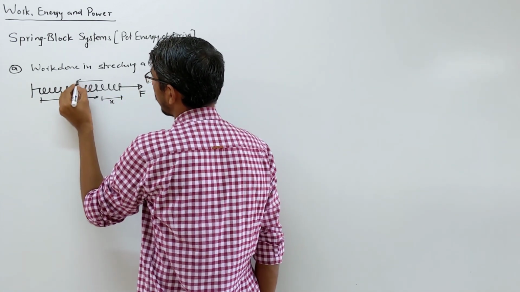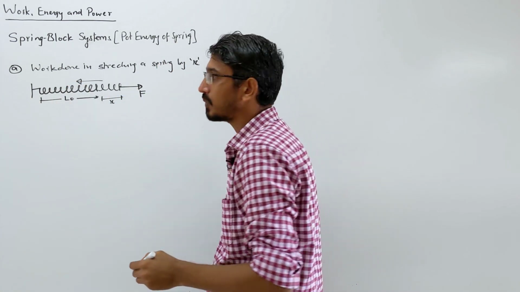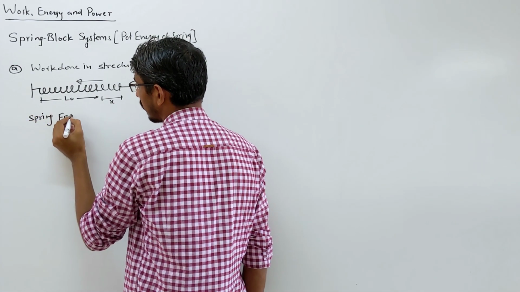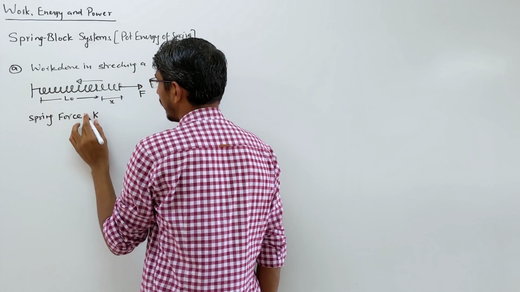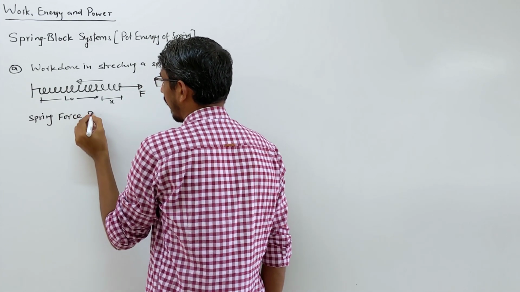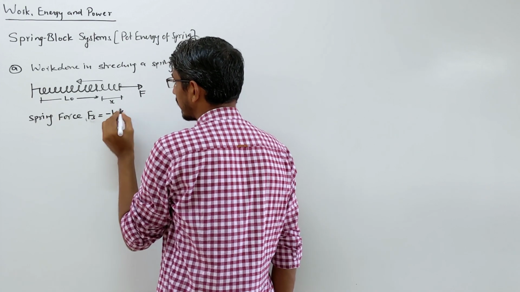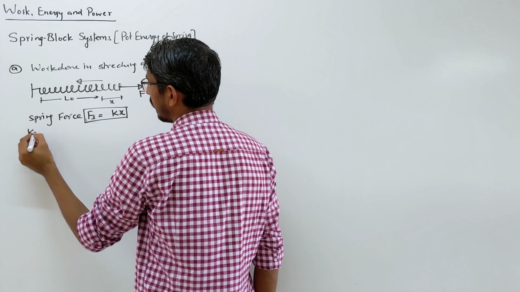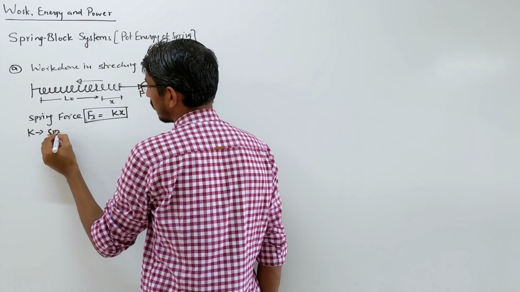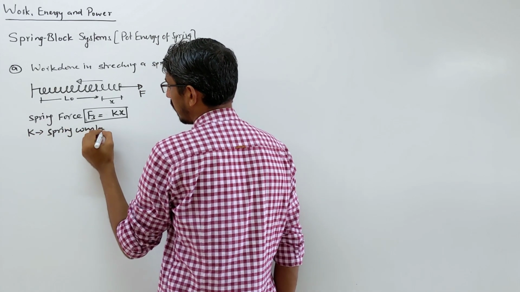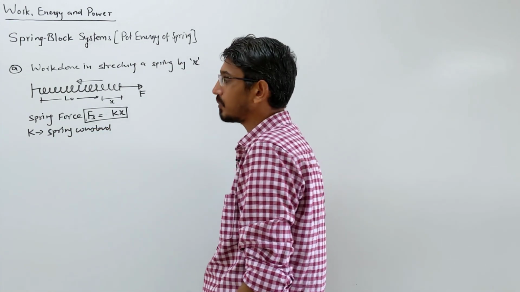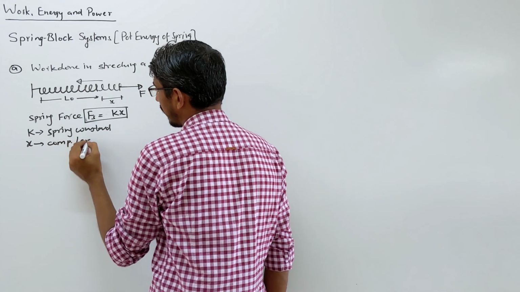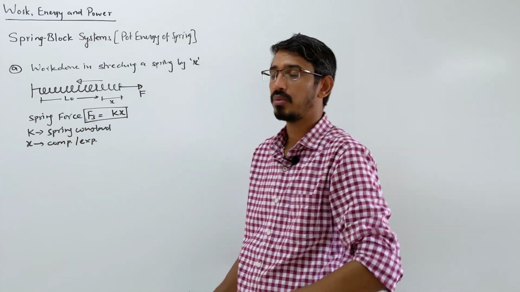In the spring we have the spring force. Already we have learned this in Newton's laws. The spring force formula is kx. The spring force is always a restoring force. We write Fs equals minus kx, or just write the magnitude, kx only. K is called the spring constant, and X is your amount of compression or expansion, how much you are compressing or how much you are expanding.